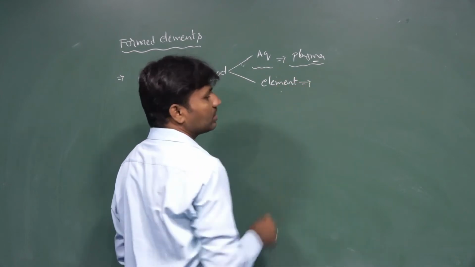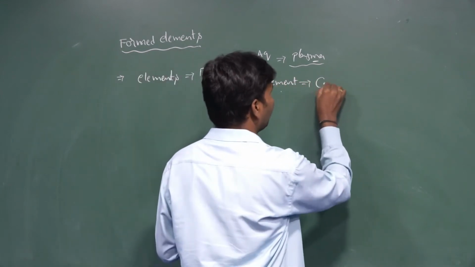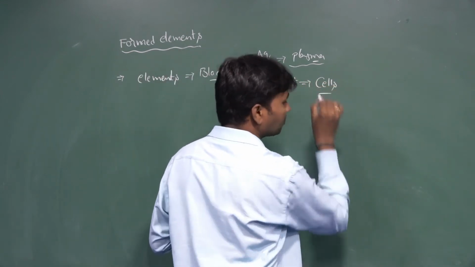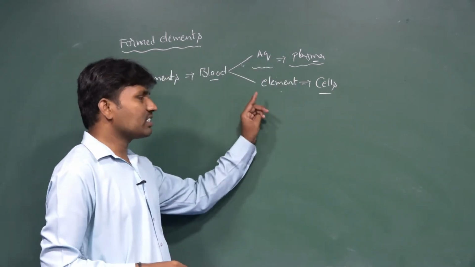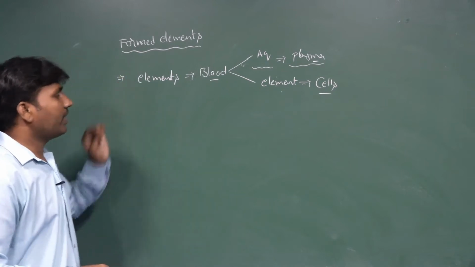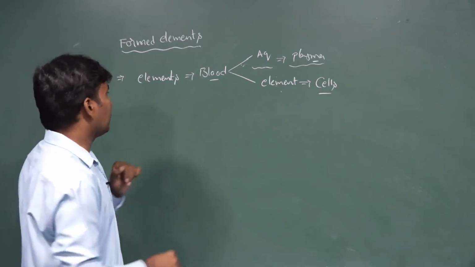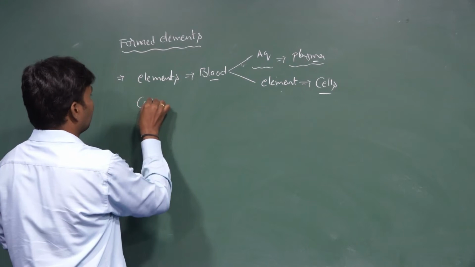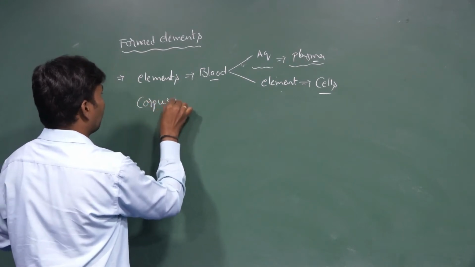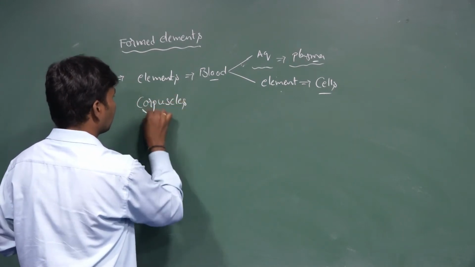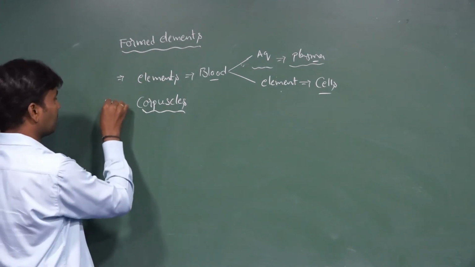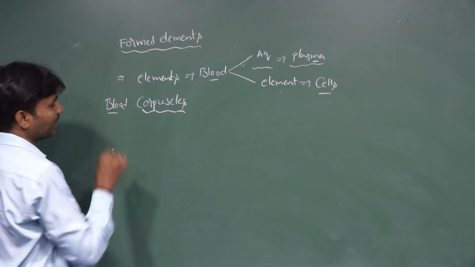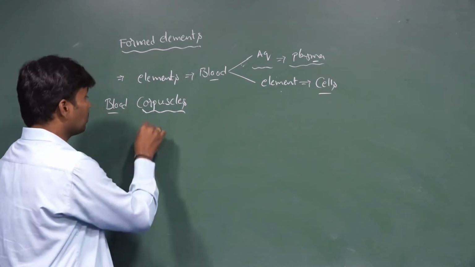And the elements. Elements are nothing but cells. Different types of cells are presented. Different types of elements are presented in the blood we are taking. Generally, the elements are called corpuscles, or blood corpuscles. Commonly called a blood corpuscle.